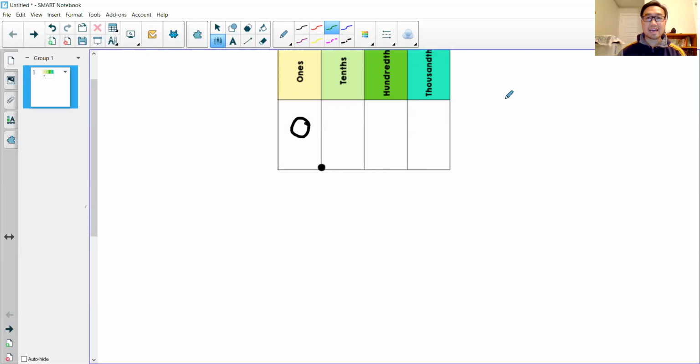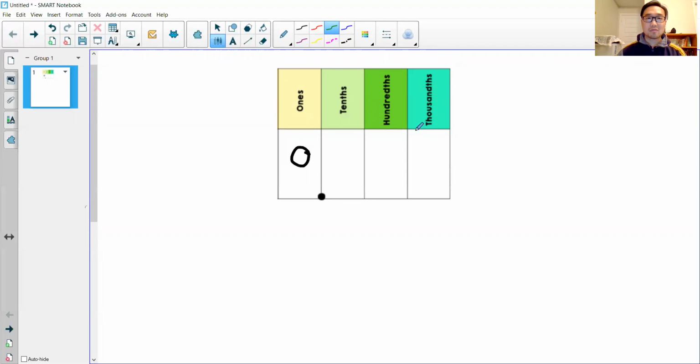Now we're going to look at our thousandths. When I'm thinking about my thousandths, the smallest value for a number in the thousandths would be 1,000th. And it would look like this, 0.001. And the reason it looks like this is because in 1,000th, there's no ones, there's no tenths, there's no hundredths, but there is 1,000th. So you would call it 1,000th. It would look like this, 0.001.